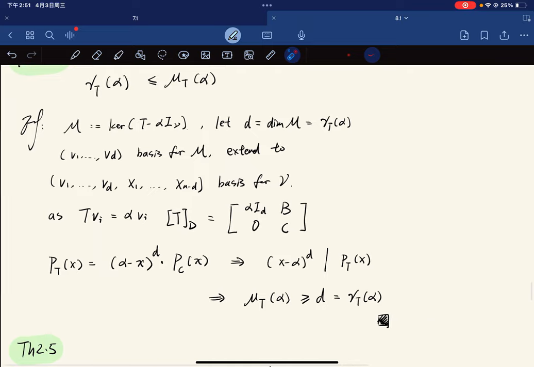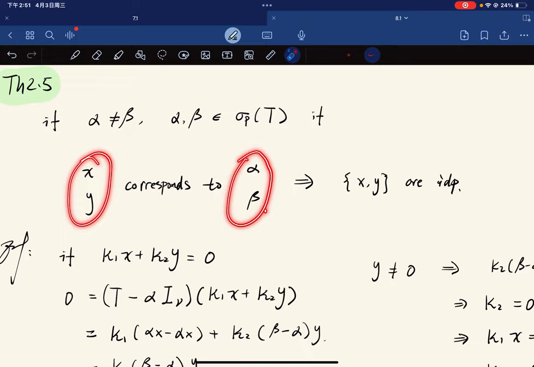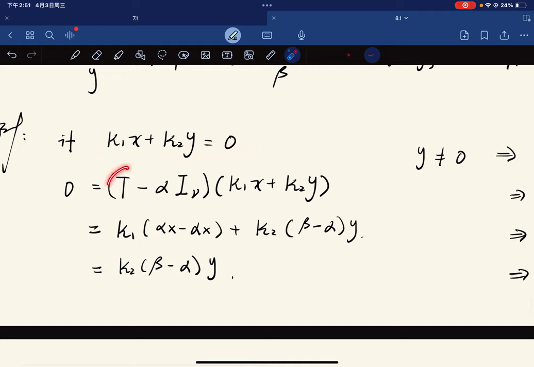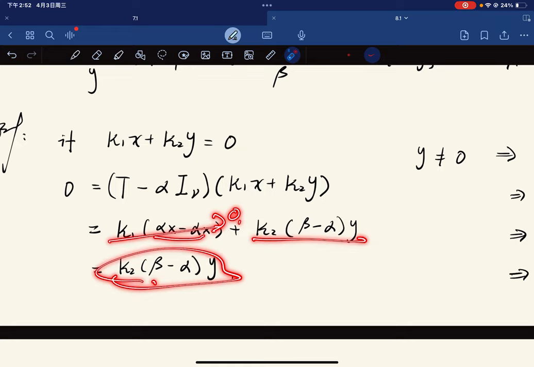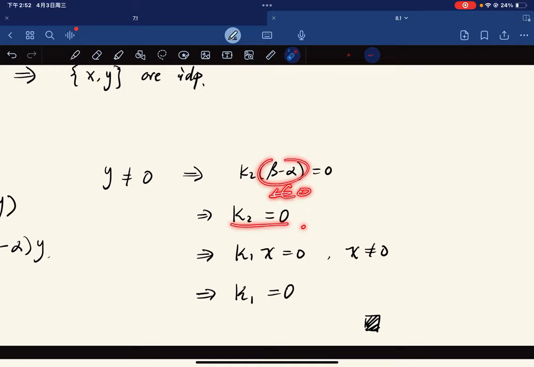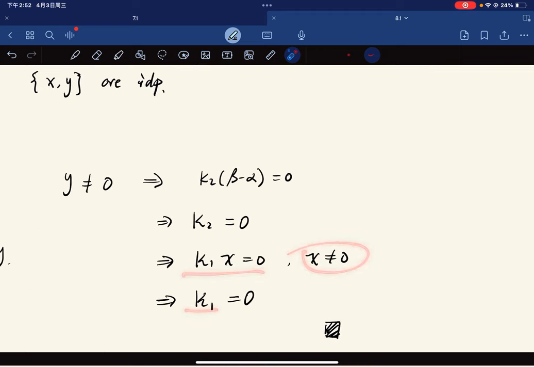So we're done. And here's the last theorem: eigenvectors corresponding to distinct eigenvalues are independent. This one is also easy. If we have this, then we apply T minus alpha_i I. This is a zero vector, and a linear map takes the zero vector to the zero vector. So we expand, we have this thing, and this goes to zero, so we have this left. And y is not zero, so this should be zero. If this is zero, x is not zero, so this should be zero. So we have these two, and we're done.